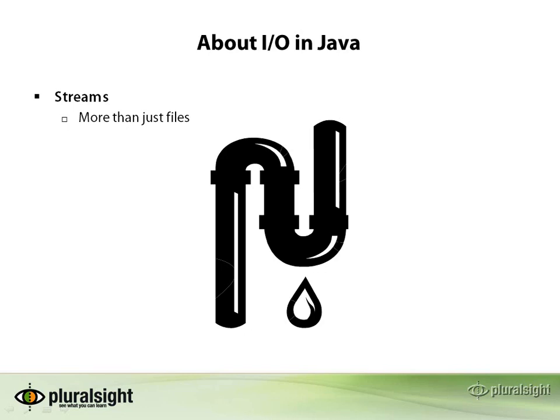So let's talk about the basic idea of I/O in Java and how it works. The way to think about I/O in Java is streams, and a good way to visualize them is as a pipe. A stream is basically just some way that data can flow. You can have a stream that flows data into your program or a stream that flows data out of your program. So you basically can have input or output.